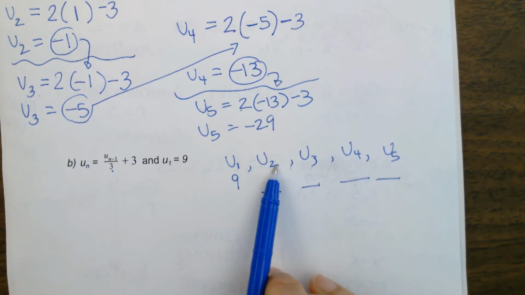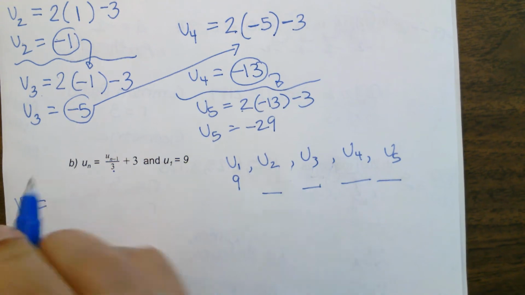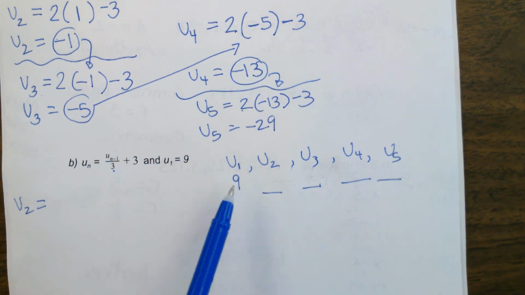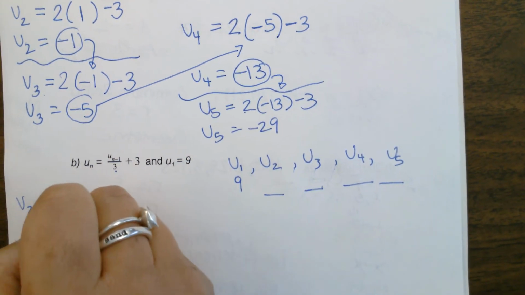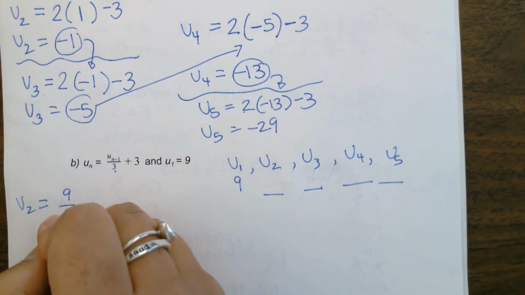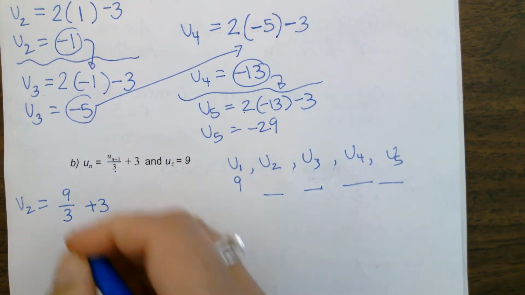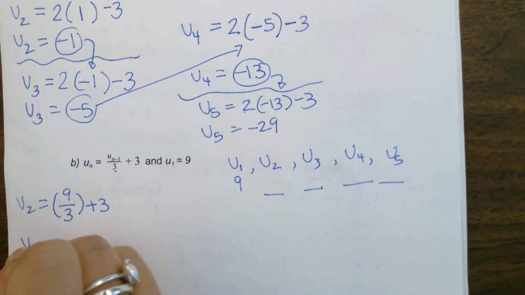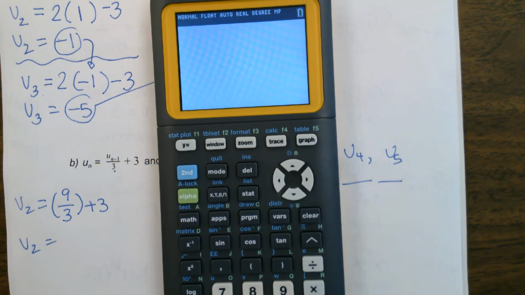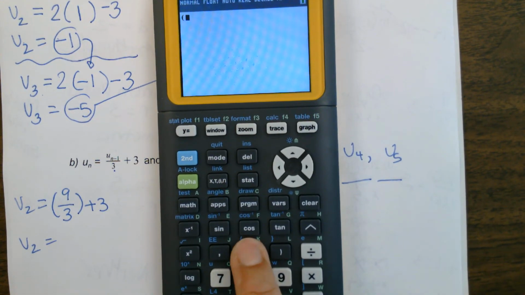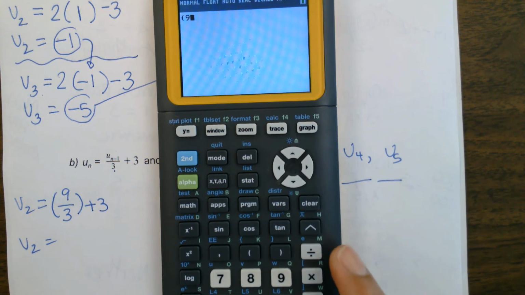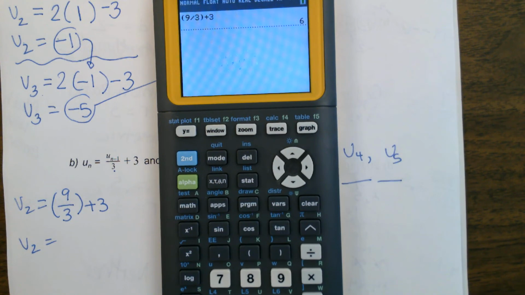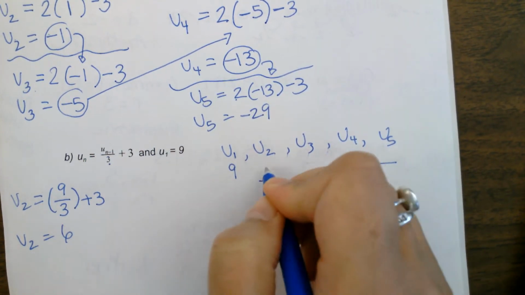Okay, so let's start. We're looking for the second term, u sub 2. What this rule says is take the previous term, that's our 9. We're going to first divide it by 3 and then add 3. If you put parentheses around it, you can do that all in your calculator. So we could do parentheses 9, division sign, 3, plus 3. That gives us 6.